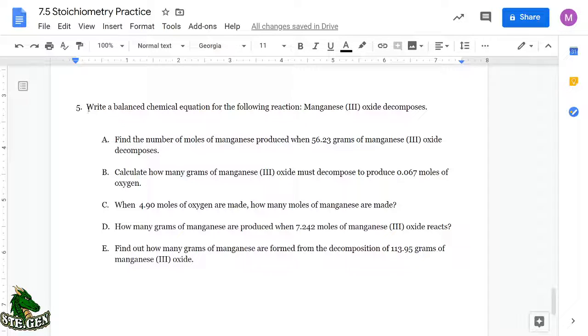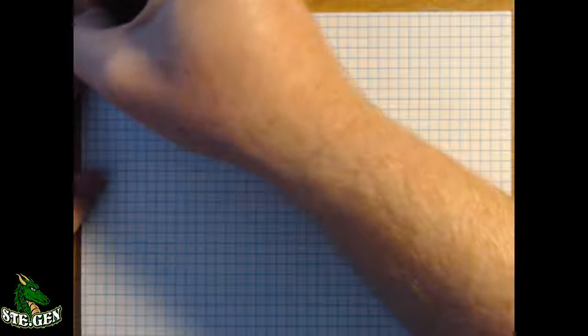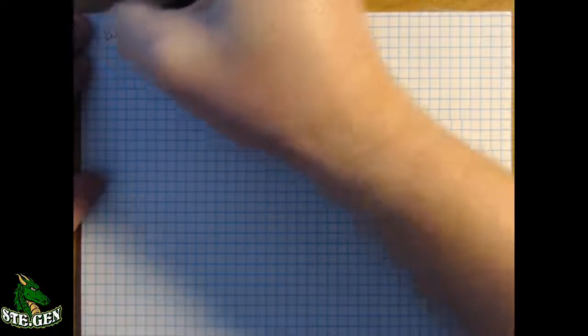But just to make sure we understand what our equation is going to be, it's going to be for the reaction manganese 3 oxide decomposes. And remember, decomposing is when something breaks down. It's going to turn into its components. So we're going to switch over here, and we're going to get my balanced reaction, or balanced equation.